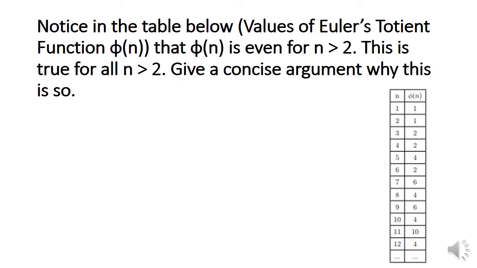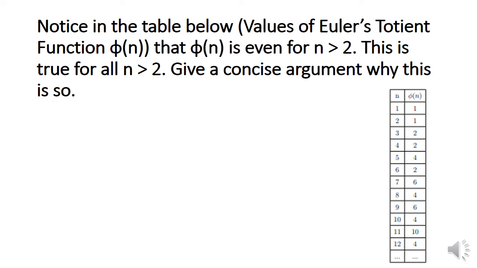So finally, notice in the table below values of Euler's totient function phi n, that phi n is even for n greater than 2. This is true for all n greater than 2. Give a concise argument why this is so. So for n equals 1 and n equals 2, phi n, the Euler totient of n, is 1. So these are the base cases.